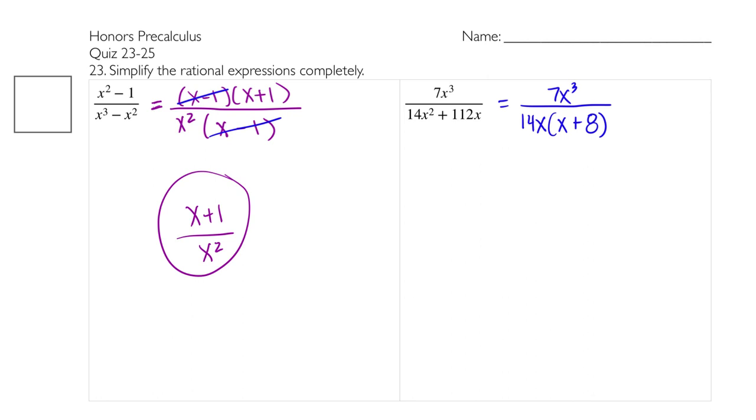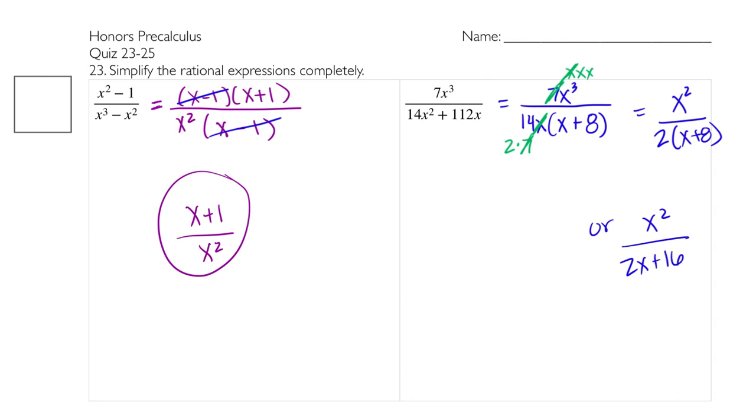All right, so 14 is 2 times 7, so I can cancel those 7s, and then x to the third is x times x times x, and I can cancel a pair of x's. So now I'm left with 2 x's on top, and a 2 and x plus 8 on the bottom, or you could have answered it 2x plus 16. You could have distributed that 2 there.